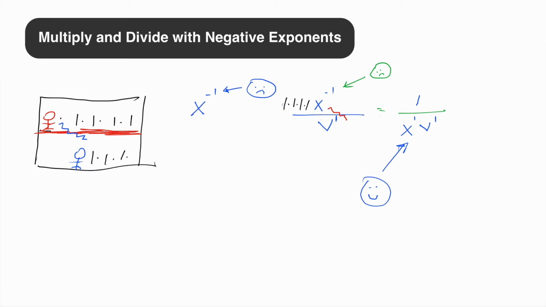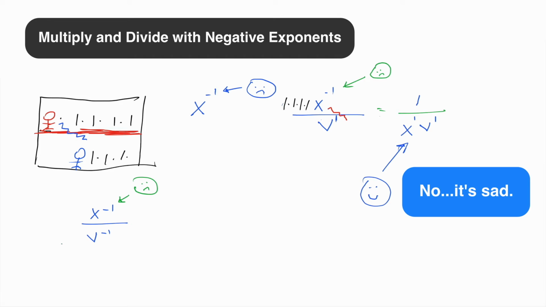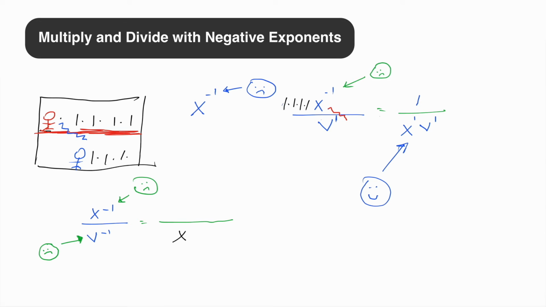Okay? So let's say you have x to the negative 1 over v to the negative 1. Is x to the negative 1 happy? Nope. V now is an upstairs person. If they're negative, they're unhappy. So then you go ahead and move the v upstairs. X goes on the bottom to the power of 1, which you don't have to put. And then v goes to the top to the power of 1, which you don't have to put. So the answer is v over x. But just think of it in terms of happy and sad.